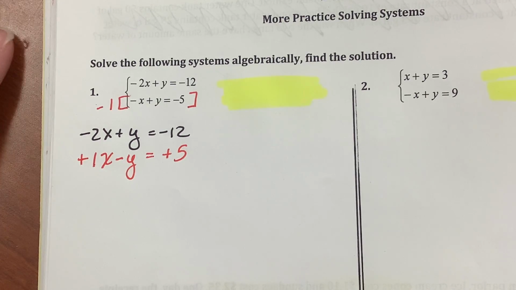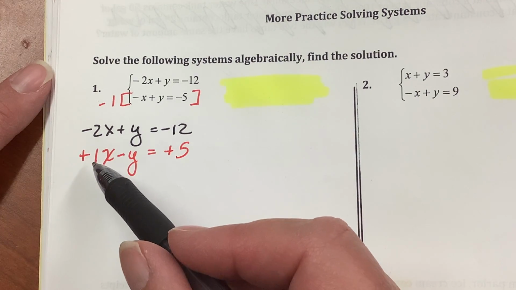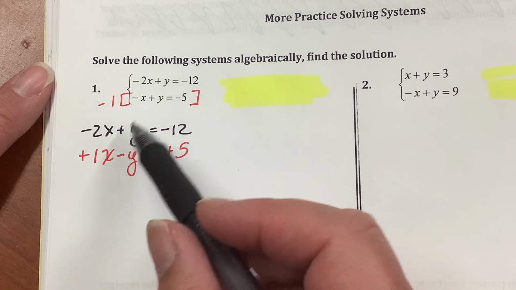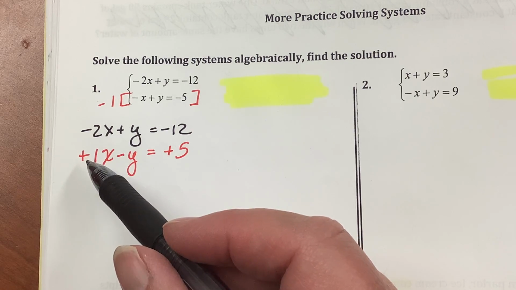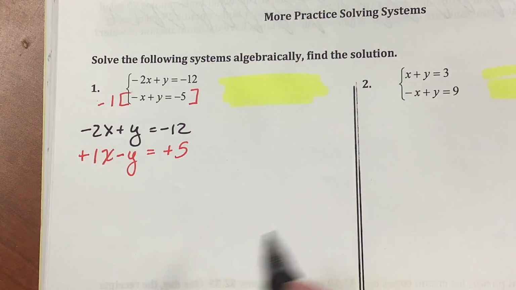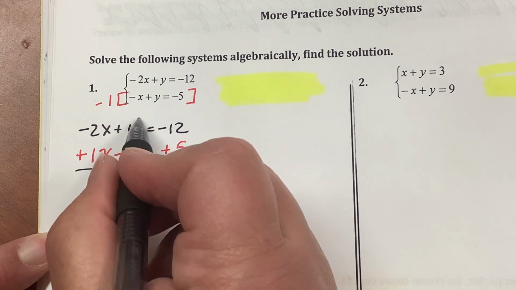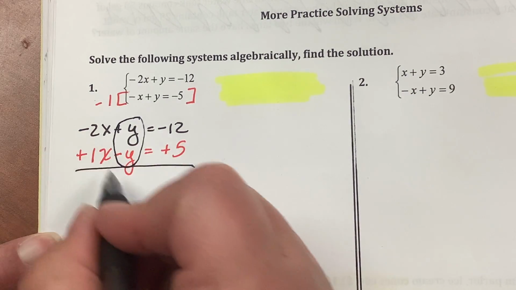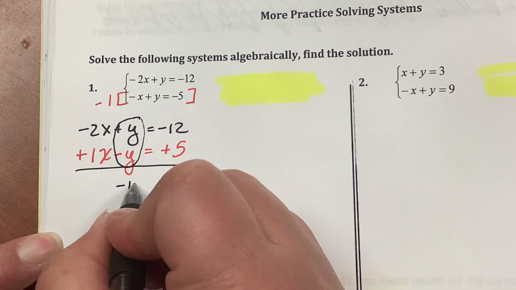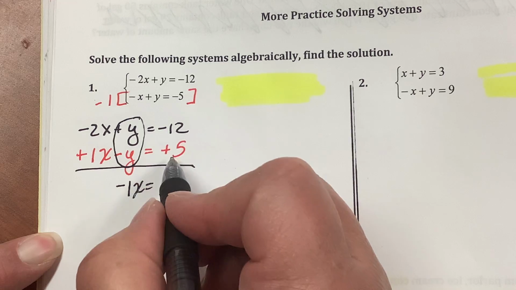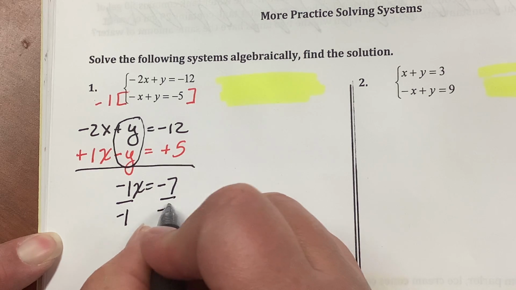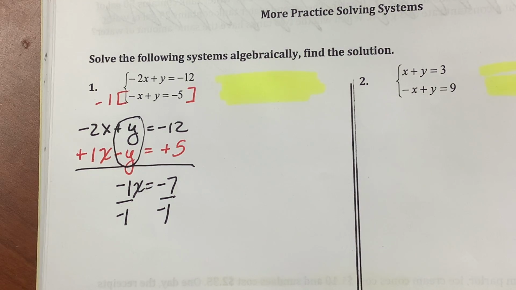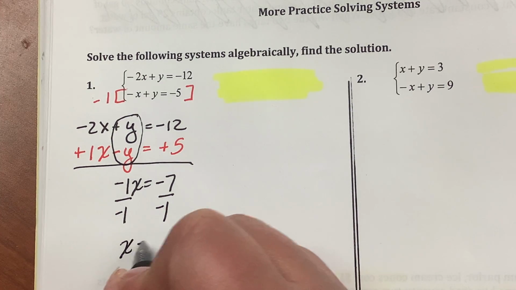Okay. Now, you see, I didn't put the coefficient here, but I put it there. Why? Because positive y, negative y, that's what's going to disappear. But I need it over here because -2 plus 1 is -1. And I want to make sure I have the coefficient there to help me. So this is 0. -2 plus 1, -1x equals -12 plus 5, -7. Now, when I divide by -1, it does the same thing as when I multiply by -1. All it does is change the sign. That's good. So I get x equals 7.